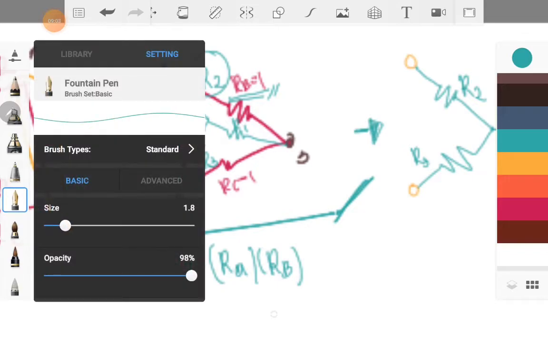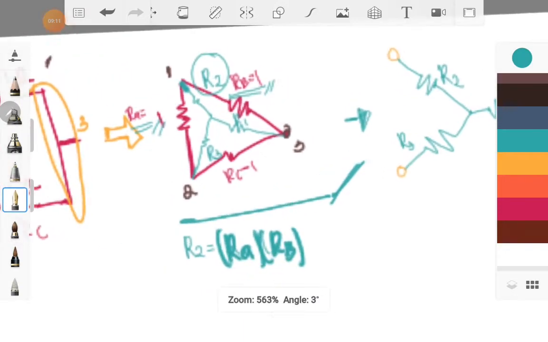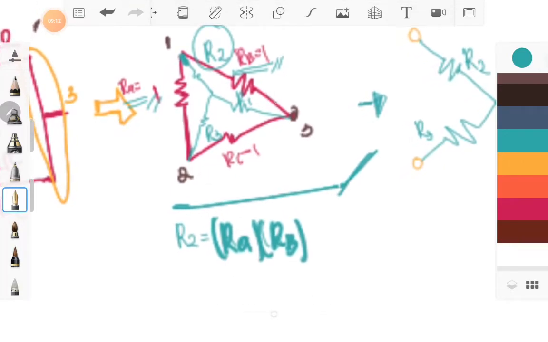RA multiplied by RB divided by the sum of all the resistors connected to your delta connection. So we have RA plus RB plus RC.